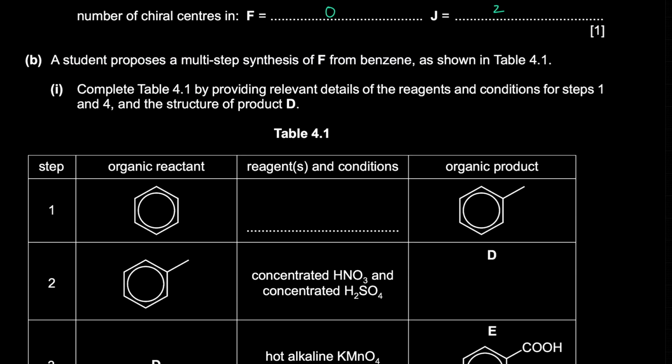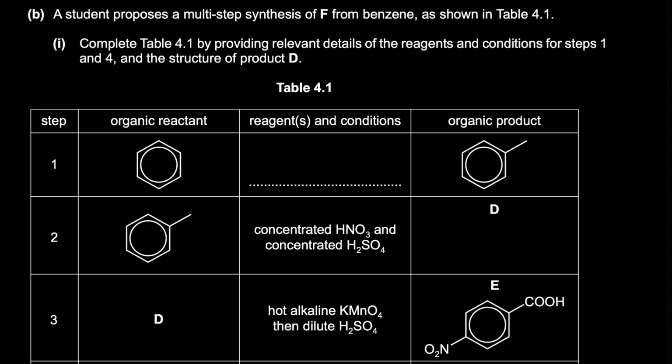A student proposes a multi-step synthesis of F from benzene as shown in table 4.1. Complete table 4.1 by providing relevant details of the reagents and conditions for steps 1 and 4 and the structure of product D. In the first step, benzene is converted to methylbenzene. This is electrophilic substitution, Friedel-Crafts alkylation of benzene. So we're going to use CH3Cl and AlCl3, and we're going to use heat, or warm. In most cases, they also accept it without the warming, but just write it down anyway.